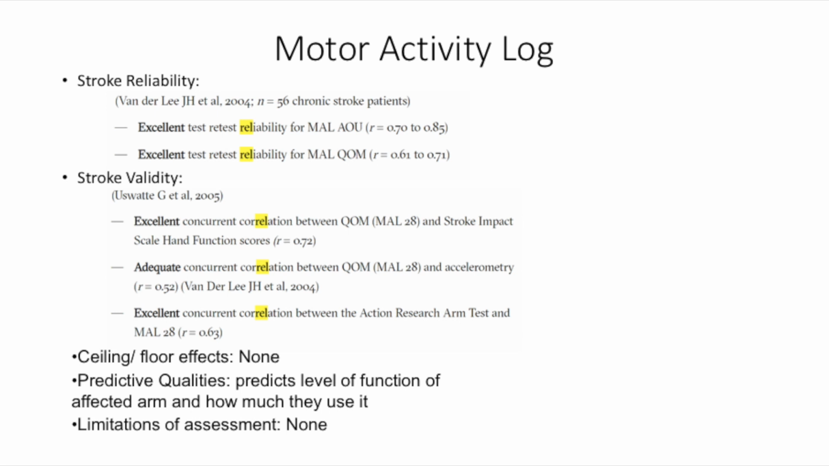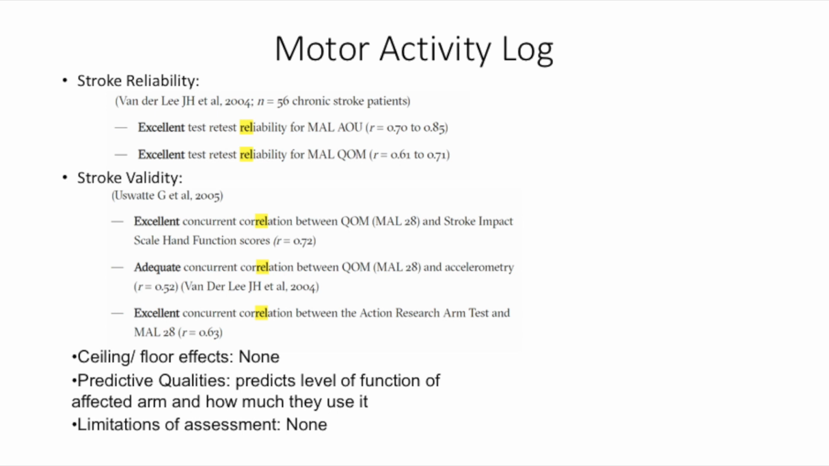The motor activity log has a stroke reliability of excellent, 0.70 to 0.85 and 0.61 to 0.71. The stroke validity has an excellent concurrent correlation with the Stroke Impact Scale hand function scores of 0.72, adequate concurrent correlation with accelerometry of 0.52, and excellent concurrent correlation with the Action Research Arm Test of 0.63. There are no ceiling or floor effects that should be considered.